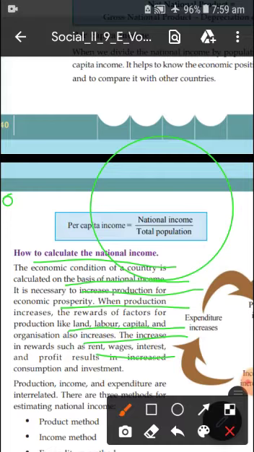The 4 factors are land, labor, capital, organization, and in return land gets rent, labor gets wages, capital gets interest, and profit goes to the organization. Note this point: land, labor, capital, organization. Land, return rent; labor, wages; capital, interest; organization, profit.